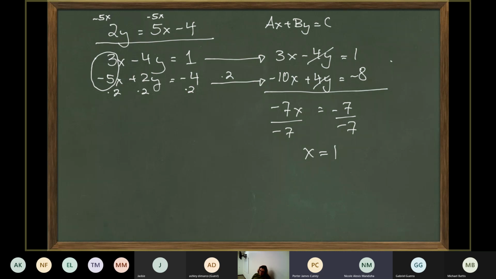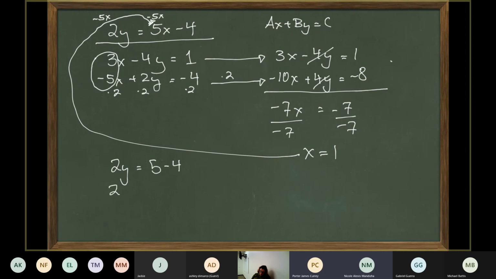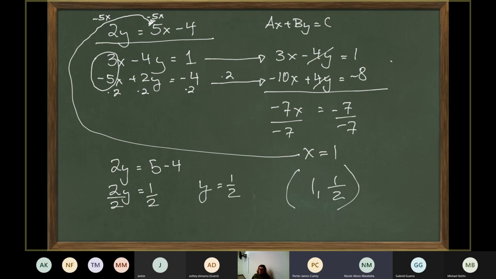Now that we know that x is 1, I'm going to plug it into the original first equation. 2y equals 5 times 1 minus 4. 2y equals 1 divided by 2. Y is equal to 1/2. That means your ordered pair is 1, 1/2. This was going a little fast because I wanted to get it done, but we'll continue with this on Friday. Any questions?